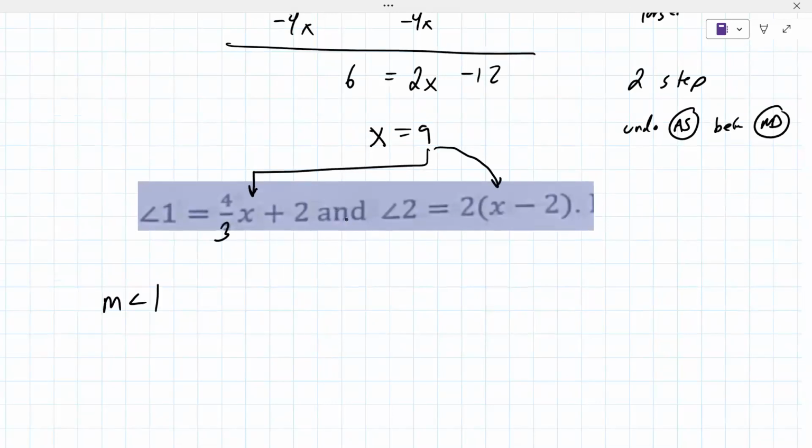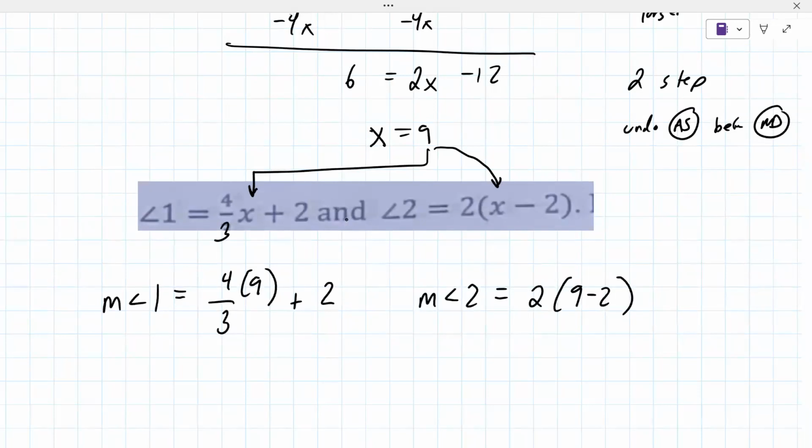So the measure of angle 1 is 4/3 times 9 plus 2. The measure of angle 2 is 2 times 9 minus 2. On the one on the left here is a fraction, so you have to multiply the top, multiply the bottoms. This one over here, I'll leave it up to you how you want to do that. But go ahead and find these two angle measures for us, please.